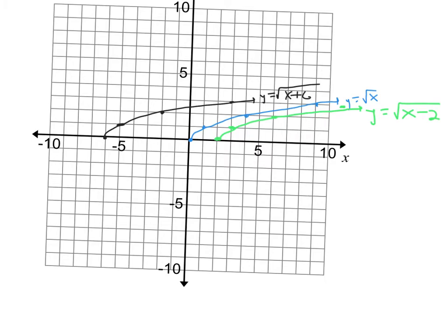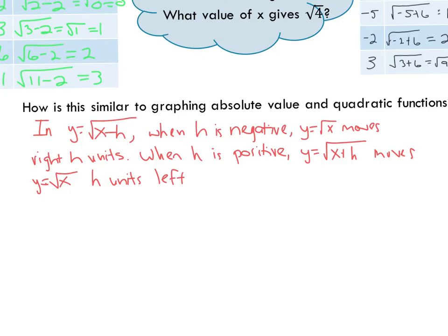left 6 units. Okay, so how is this similar to graphing absolute value and quadratic functions? Well, in y equals the square root of x minus h, when h is positive, y equals the square root of x moves right h units. When the h value is negative, it's going to move the parent function h units left. Remember, this is like when we did absolute value and squared functions. If the value is inside with the variable, in this case under the radical, it's going to do the opposite of what we're thinking. But it's the same as absolute value and quadratics. Yay!